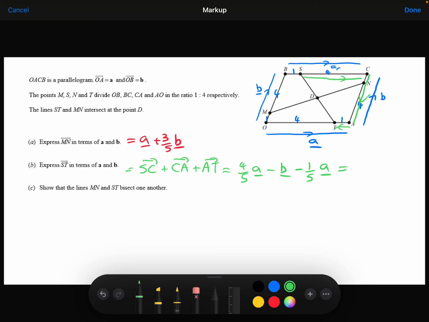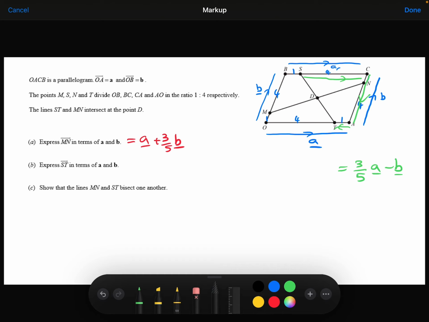And again, we can tidy that up a little bit. The 4/5 A minus the 1/5 A is 3/5 A, and we've still got the minus B there. So that's my answer for part B of this question.